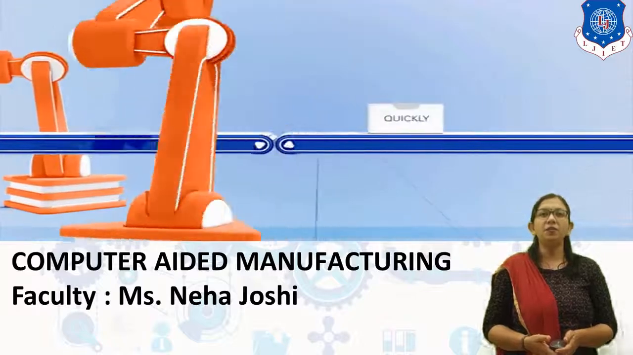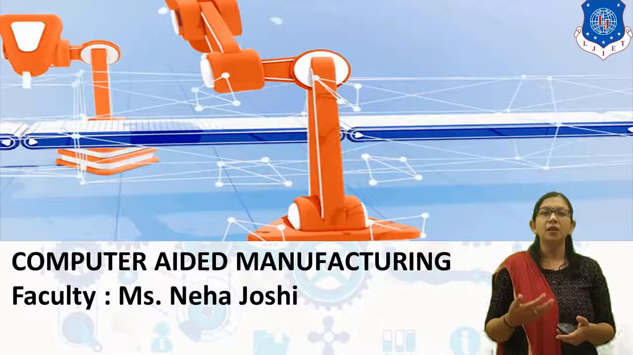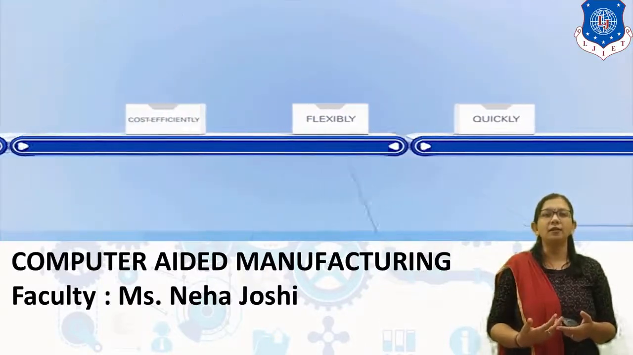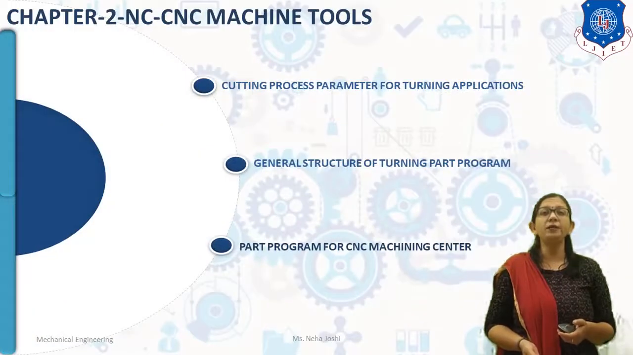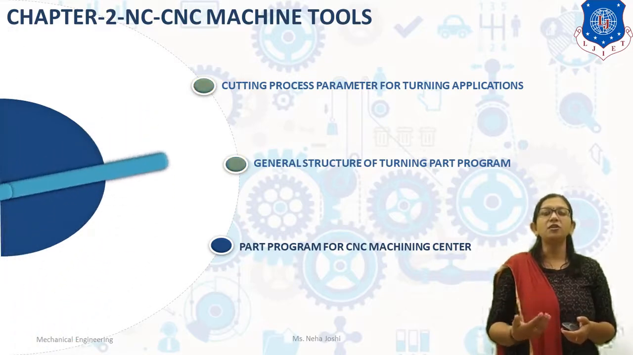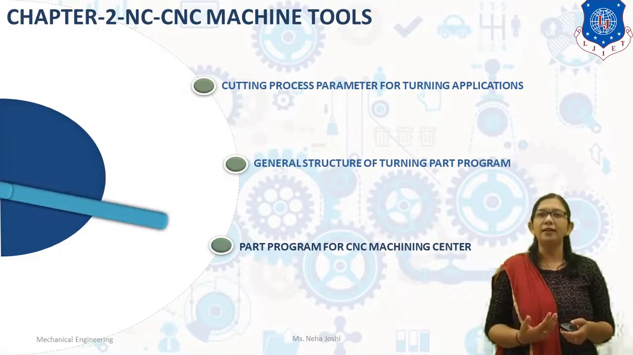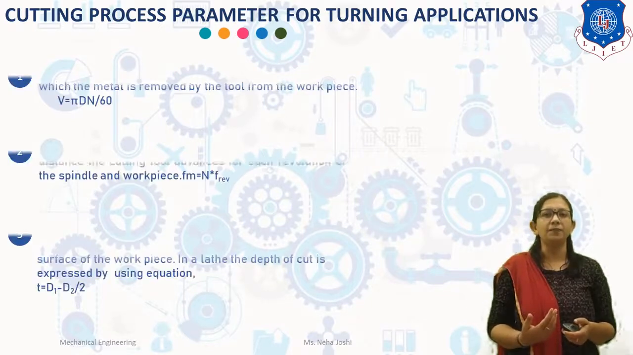Let's start with our second chapter, that is NC CNC machine tools. In the previous session we covered different topics like axis designation convention for turning center, zero points and reference point for lathe, canned cycle for turning centers, and subroutines and macros. In today's session, we will cover cutting process parameters for turning application, general structure of turning part program, and part programming of CNC machining center. First of all, we will discuss the cutting process parameters for turning application.